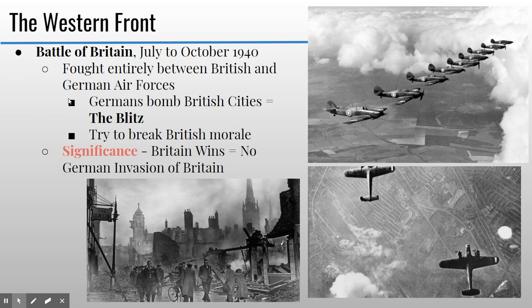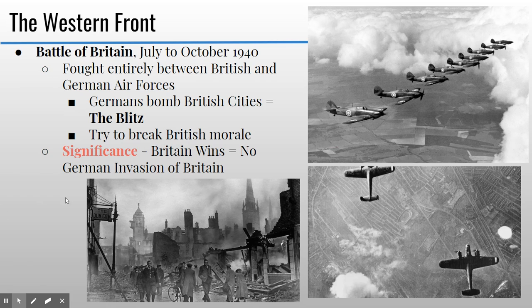What the Germans eventually begin to do is something called the Blitz, where if you look at this picture right below the text, they begin bombing British cities, and the goal is to break the British morale. They want to kill as many British citizens as possible. They want to destroy all their cities, so the British people say this war isn't worth it, we're done, and they will end the war.